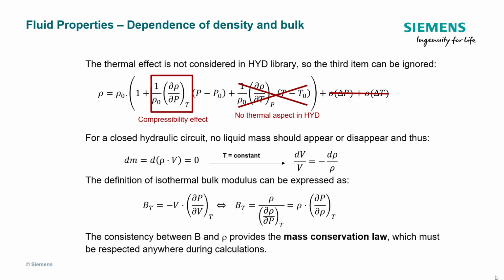In a closed hydraulic circuit, no liquid mass should appear or disappear. Then dm is equal to 0. And since the temperature doesn't change, we can derive that dV divided by V equals minus d rho divided by rho. From the isothermal bulk modulus definition below, we can replace dP over dV with rho divided by d rho. Then we get the relationship between bulk modulus and density.